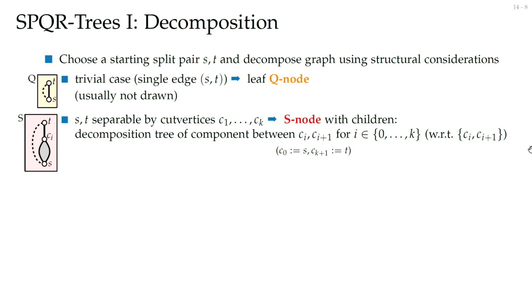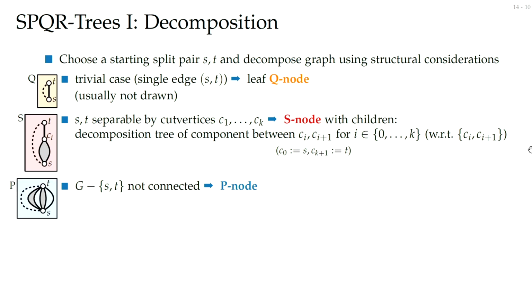The second rule: if I cannot cut like this, then I try to cut parallel, like that. If I can remove the two vertices, the two poles, and the graph gets disconnected, then this is a parallel decomposition. So if I remove S and T and I get several components, then it looks like this. And each of these components that we get again becomes a smaller node that we want to further decompose.